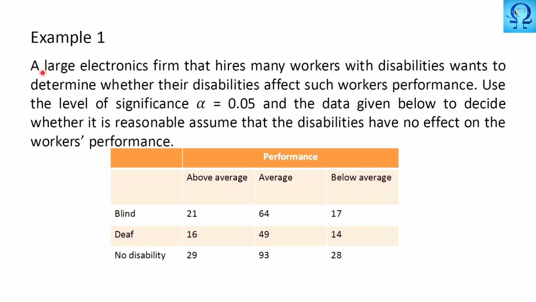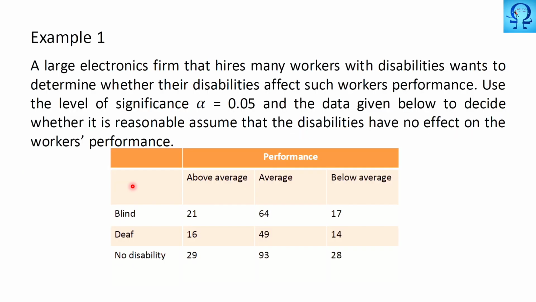Let us see some examples. A large electronics firm that hires many workers with disabilities wants to determine whether their disabilities affect such workers' performance. Basically, the company hires some persons with disabilities, and they have to check whether the disability is affecting their work. We are asked to use the level of significance 0.05 and the data given below to decide whether it is reasonable to assume that the disabilities have no effect on the workers' performance. That means there is no relation between them.